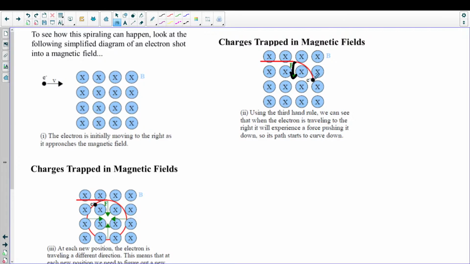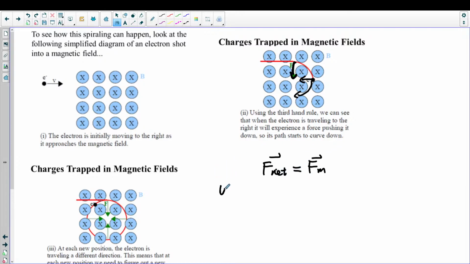However, once it's down here, if you continue using your hand rule, you notice the electron experiences a force this way, which causes the electron to go in this direction. Eventually, this causes the electron to be trapped in a circle. Of course, the force responsible for this motion is the magnetic force, resulting from the Lorentz force, which you can predict using the third hand rule.